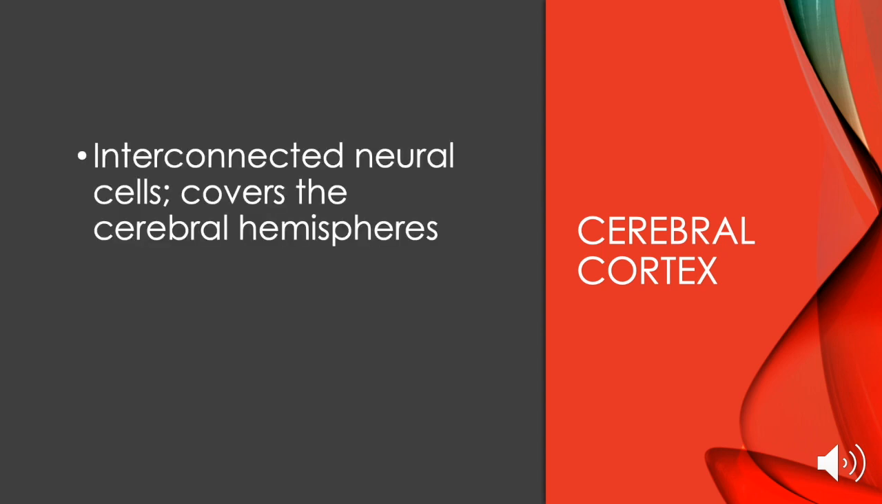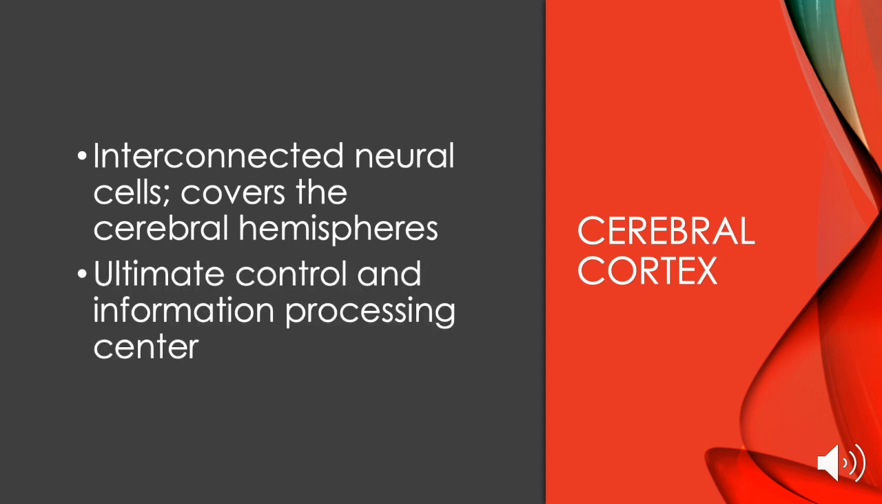When we talk about the cerebral cortex, we are going to have to discuss a few different concepts here. The first one is that the cerebral cortex is made up of interconnected neural cells, and they cover the brain, and like the slide says, it covers the cerebral hemispheres. There's two halves of the brain. There's a left half and a right half.